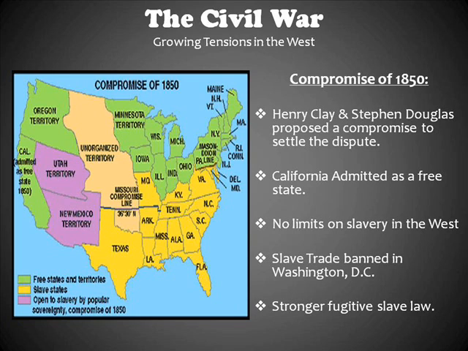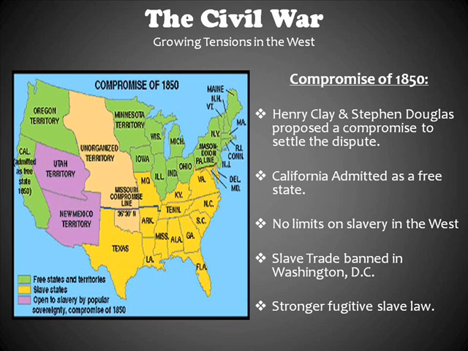slaves in that area. And finally, Clay pushed for a stronger fugitive slave law, which allowed people to capture runaway slaves and bring them back. It also made it northern people's duty, if they saw a runaway slave, to take them back to their owner.